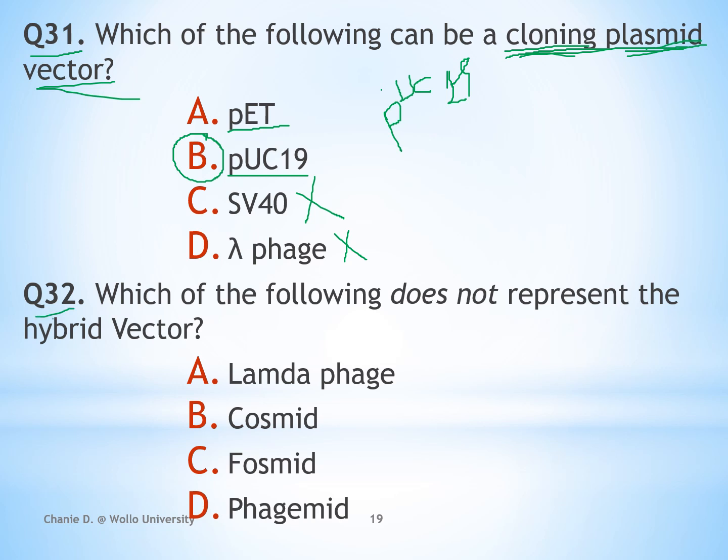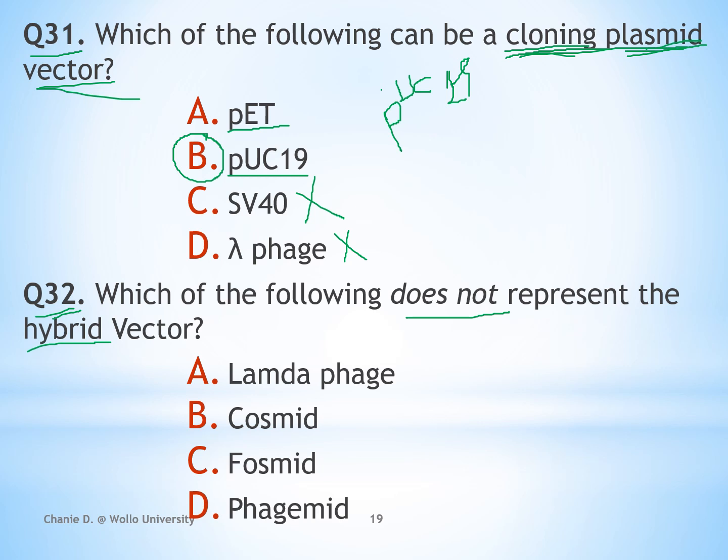Question number 32. In this question, which of the following does not represent the hybrid vector? The keyword is "does not represent the hybrid." We're going to choose the one which is not hybrid.